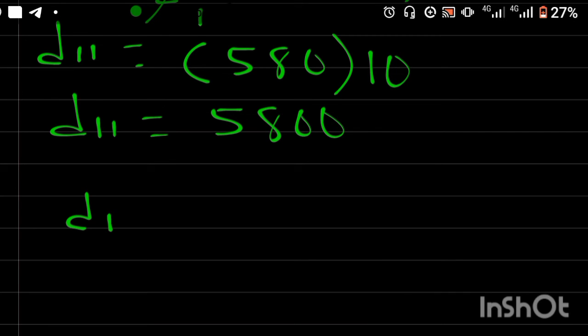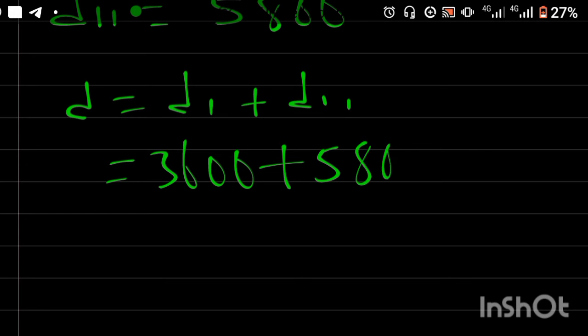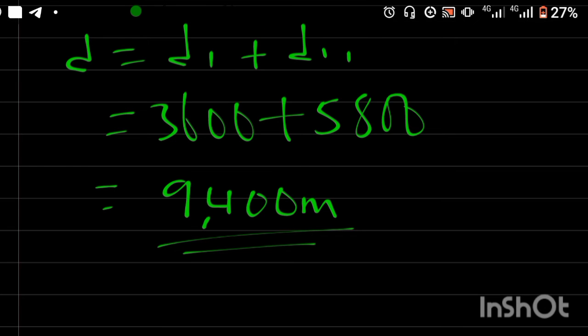Therefore, the distance traveled for the first 50 seconds is D1 plus D2, which is equal to 3,600 plus 5,800. The total distance traveled for the first 50 seconds is equal to 9,400.